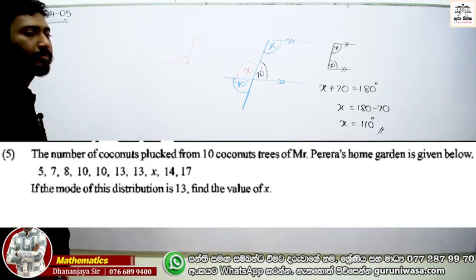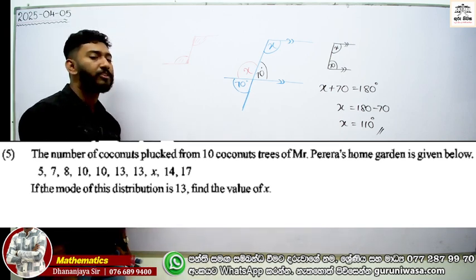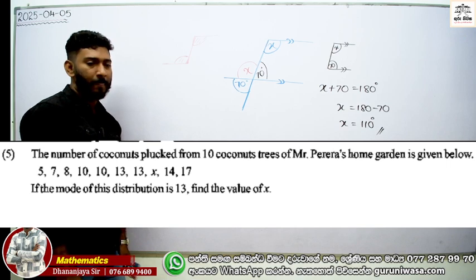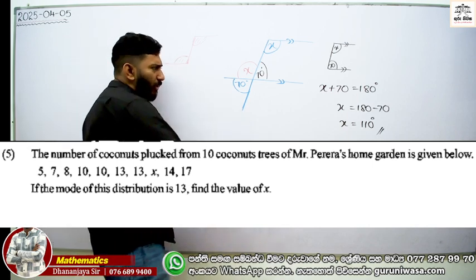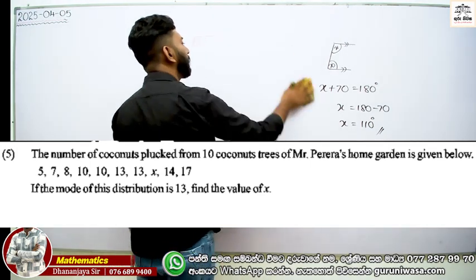Question number 5. The number of coconuts plucked from 10 coconut trees of Mr. Pereira's home garden is given below. If the mode of the distribution is 13, find the value of x. Now tell me, how to find the mode? What is the meaning of the mode? How to find mode?